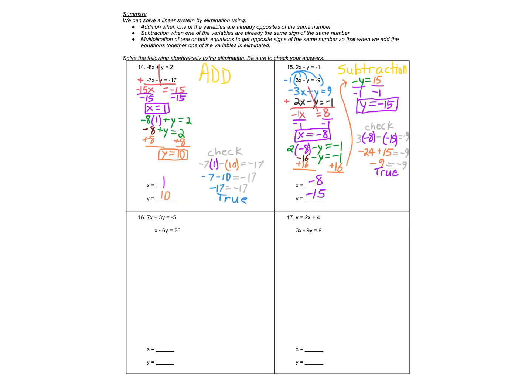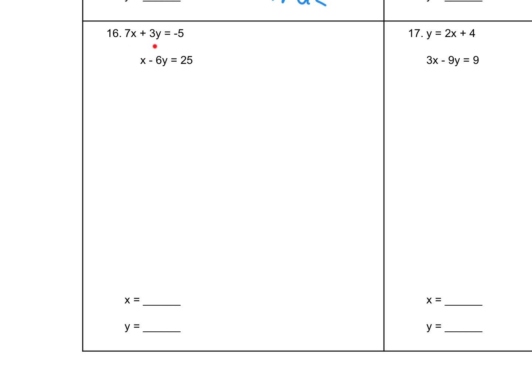Now let's look at number 16. 7x plus 3y equals -5, and x minus 6y equals 25. See if you can solve this problem. Remember, we want one of them to be a positive of a number, and then also the negative of that same number. It looks like we can't just straight up add or subtract.